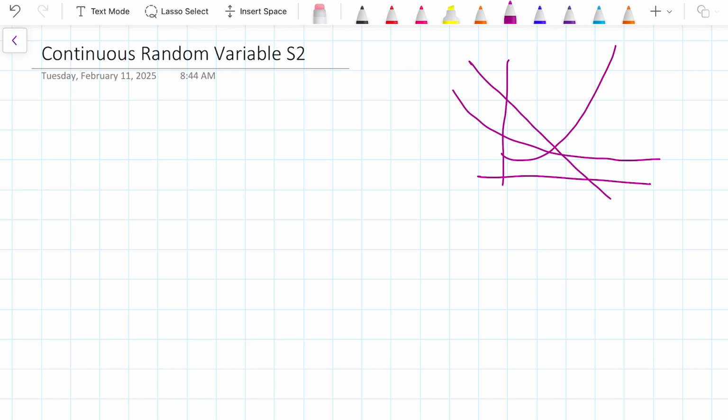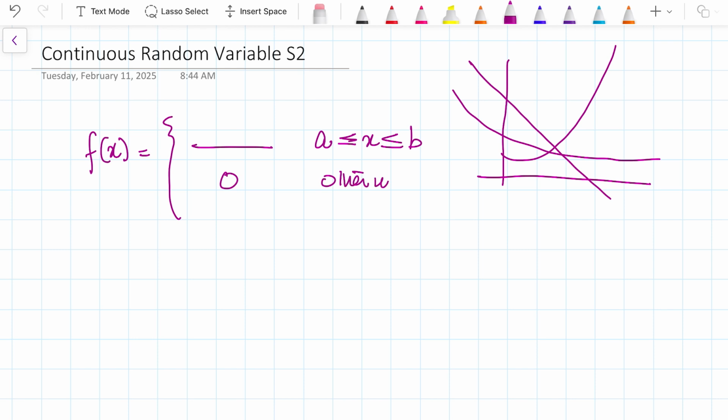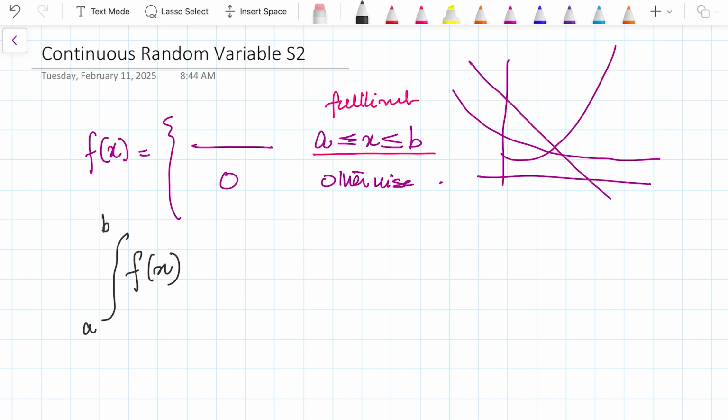Now, how do we write that? So the function is equal to whatever it is, and the limits of the function are a to b, 0 otherwise. This is also called a piecewise function. When you do more math, then you understand that. Now a to b is called my full limit. Why is it called the full limit? Because when you integrate the function with full limit, the entire probability is equal to 1.